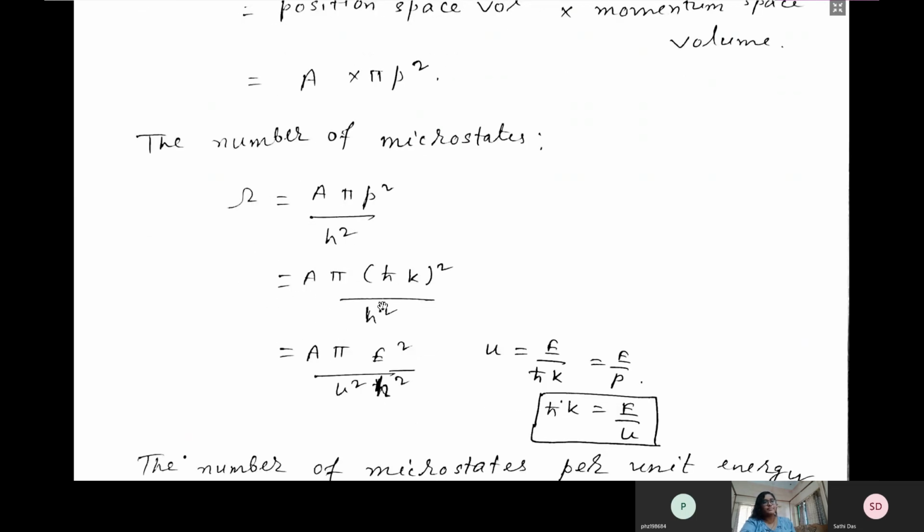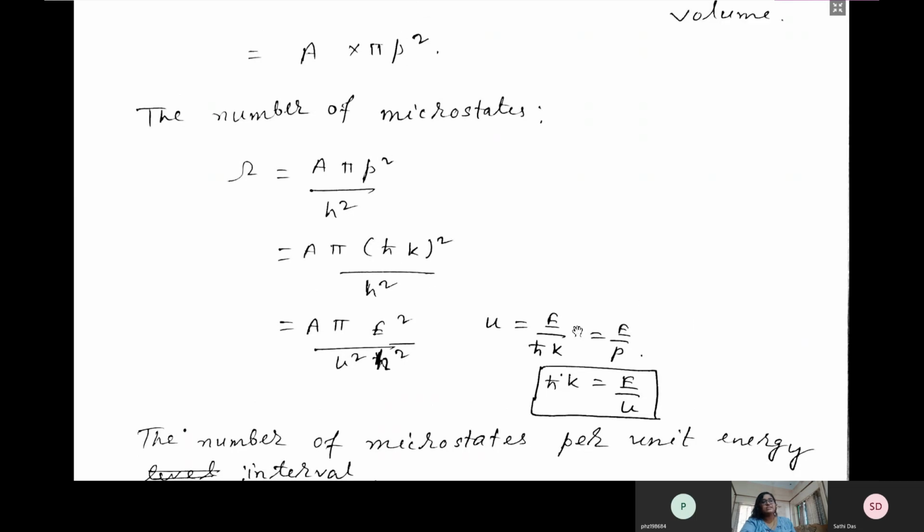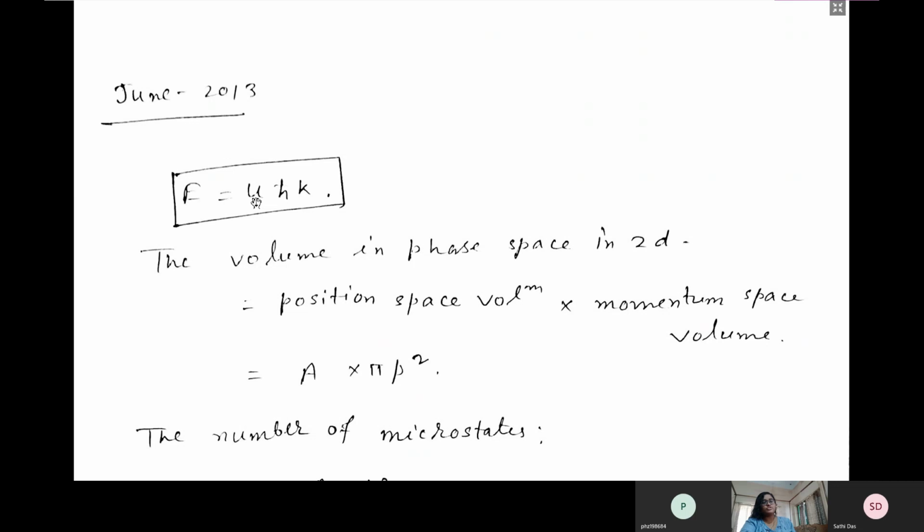So A pi into, for p you can write h cross k. So A pi h cross k whole square divided by h square. So you get A pi E square by u square h square, where you write h cross k as p and u as E by h cross k. So h cross k can be written as E by u. So A pi by h square into E by u whole square. You have just utilized that relationship, E equals u into h cross k. So in place of h cross k, you write E by u.